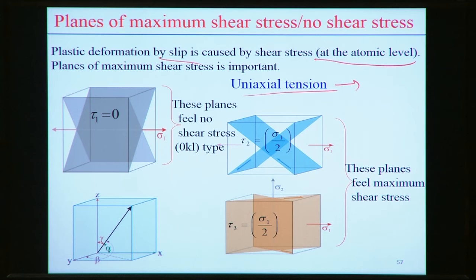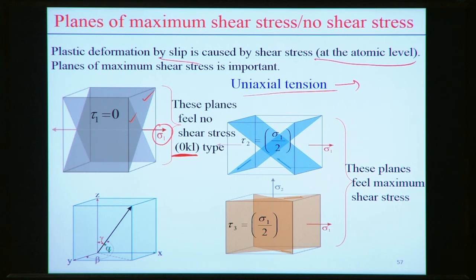If we say this is the unit cell or unit cube and it is subjected to a uniaxial tensile load, it will produce a stress sigma 1, which is the only principal stress acting along this direction. Then we can find that two different planes exist, highlighted here. One plane is this, another plane is that, of the type 0KL. On those planes, the shear stress becomes 0.